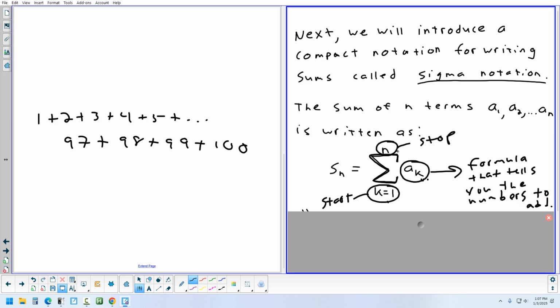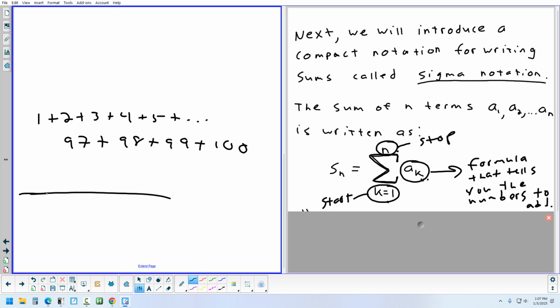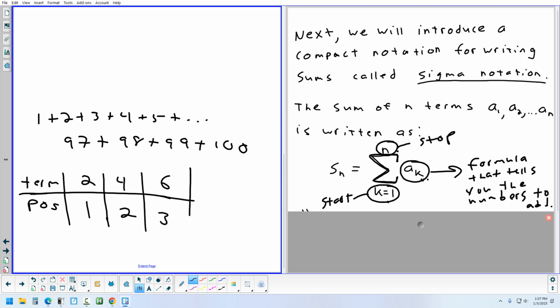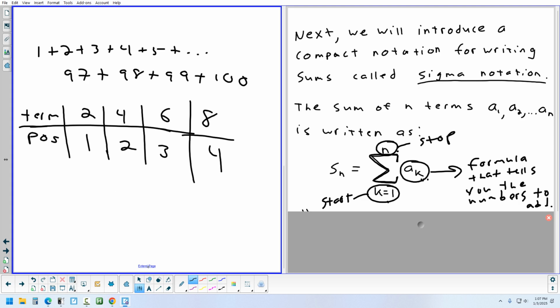Okay. Let's look at an example. Position and term. Let's say I had 2 in my first position, and then I had a 4 in the second position, 6, and an 8. I want to keep adding up all of these numbers. Let's say I continue that pattern to the 20th position. And I want to represent adding up all the numbers in the top, all the way out to the 20th position.